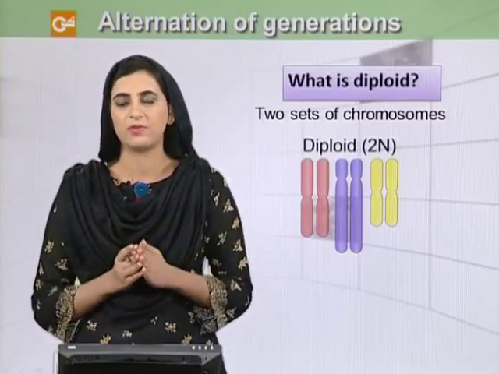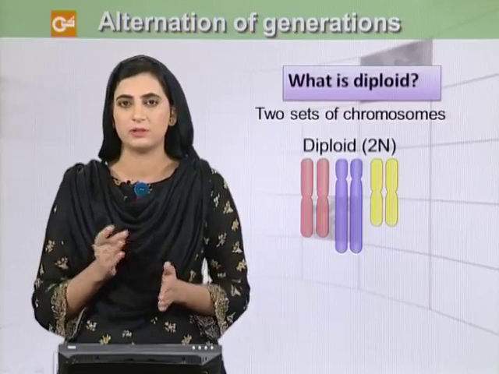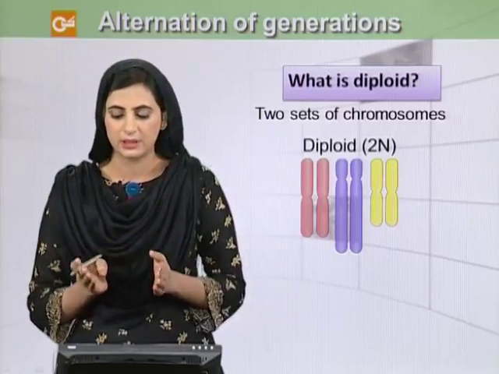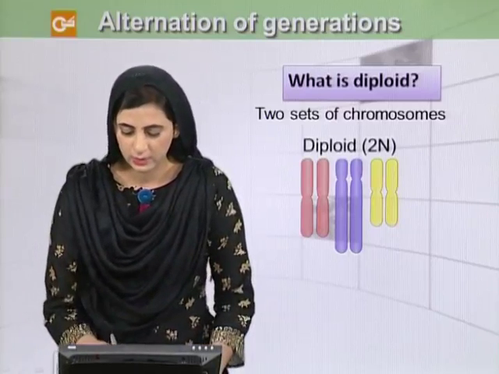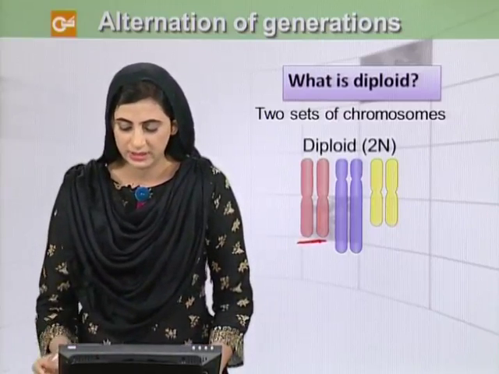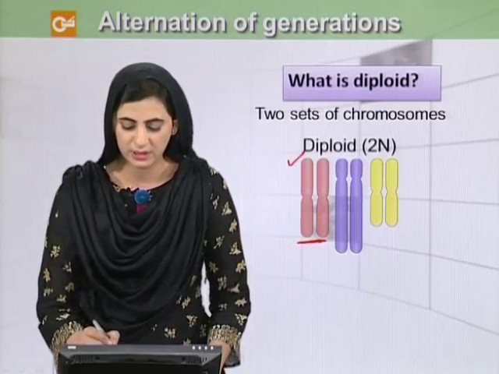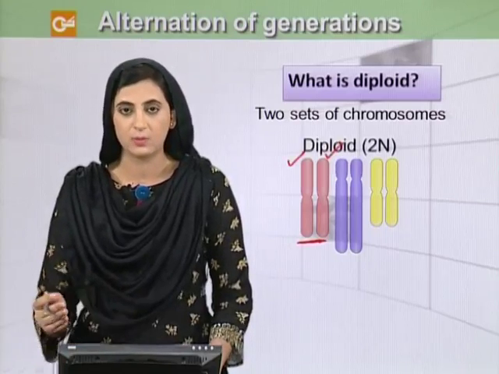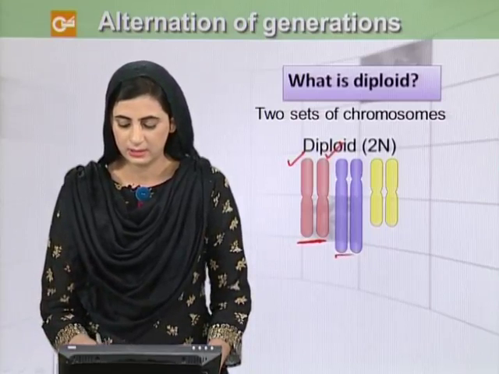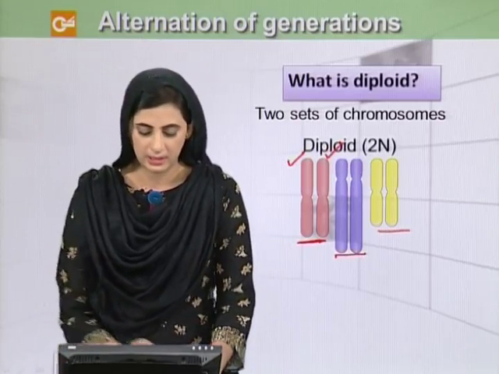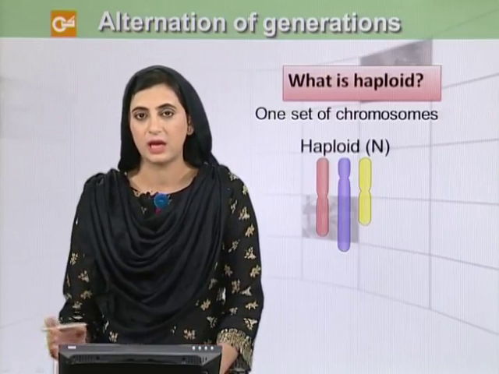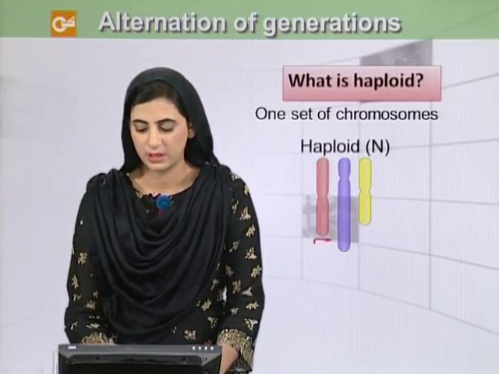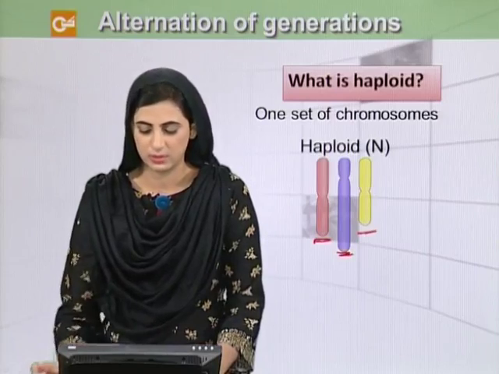So we are familiar with the term diploid. We will sort of revise it. Actually, diploid is two sets of chromosomes. Here we can see that there are two sets of chromosomes, one from each parent, one from sperm or one from egg, and here it is also the case of diploidy. And we will compare it with the haploid condition in which we have one set of chromosomes. Here you can see there is a single chromosome.